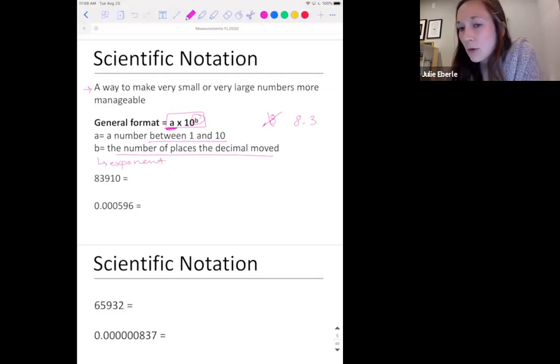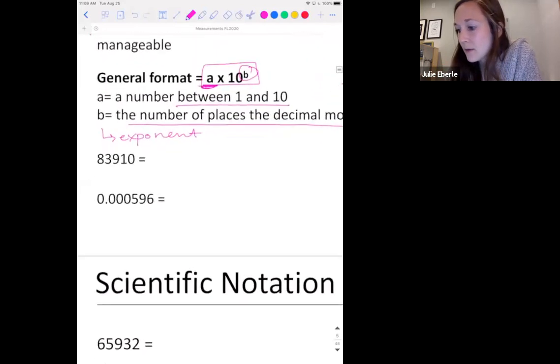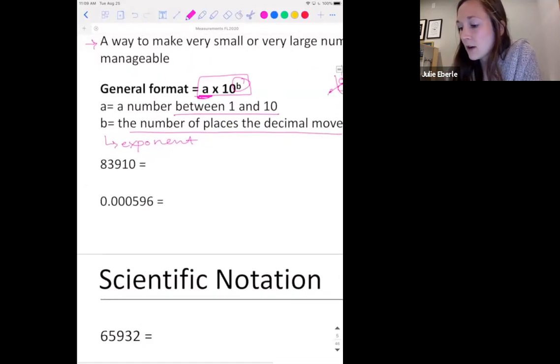All right, so we're gonna do a couple examples right here. I'm gonna zoom in on these. We have this large number, 83,910. I wanna convert this. This is a number written in standard form. I'm going to convert it to scientific notation. And I'm actually going to erase because I want to watch.